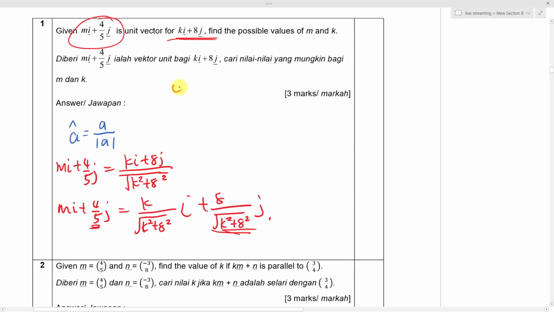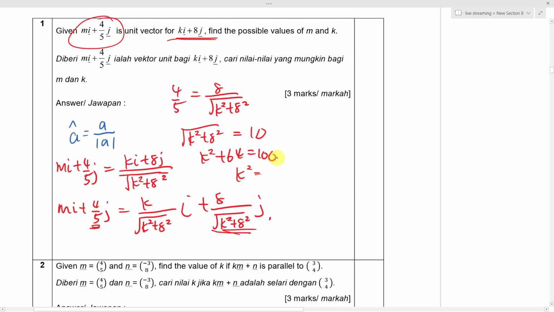So I will get 4 over 5 equals a over the square root of k squared plus a squared. Alright, then I will just cross multiply. So I will get this one equals 10, isn't it? Yep. So k squared plus 64 equals 100. k squared equals 36. So k will equal positive or negative 6. I just square it and I will get the answer.